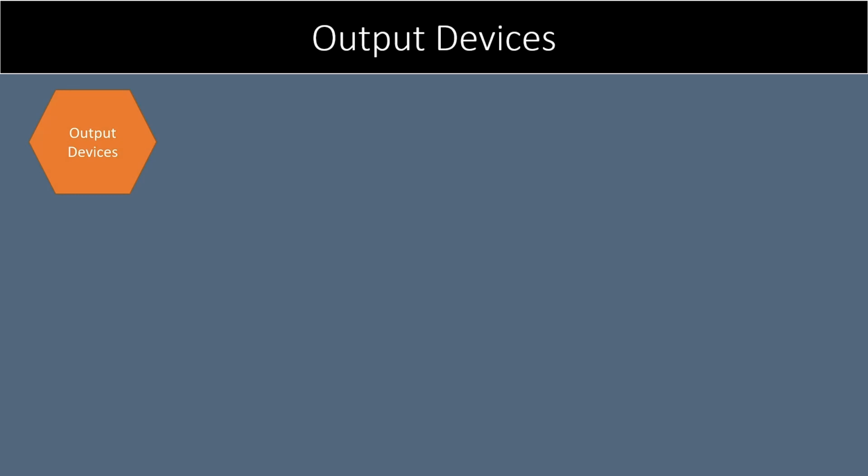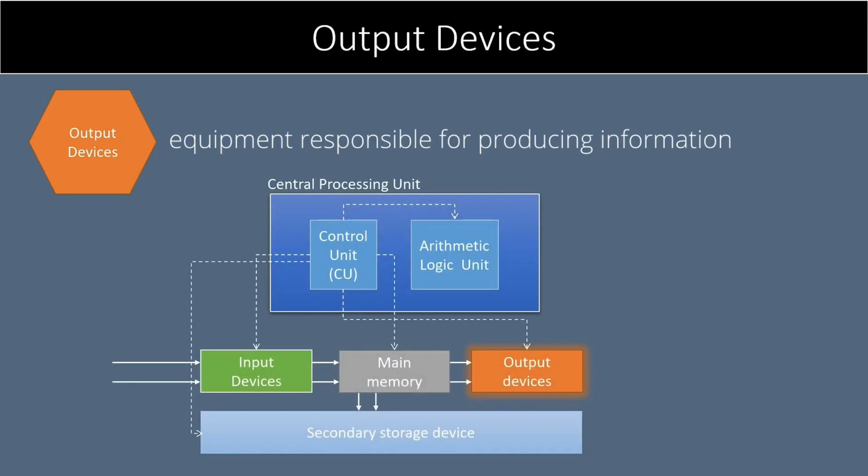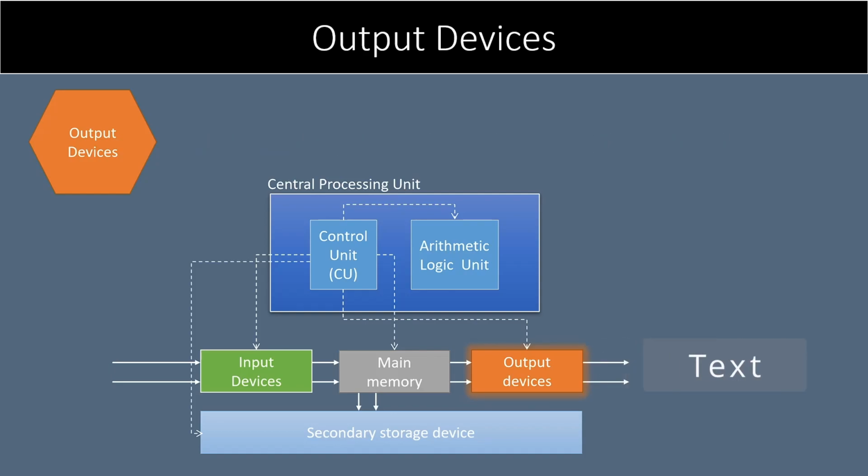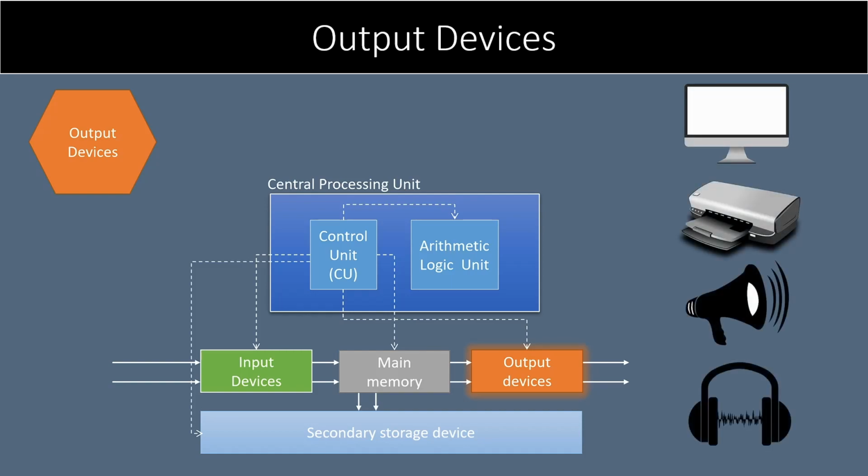What are output devices? Your guess is right. They are equipment responsible for producing information in a human readable form. It may be text, image, audio, video, etc. Some output devices are monitors, printers, speakers, headphones, etc.